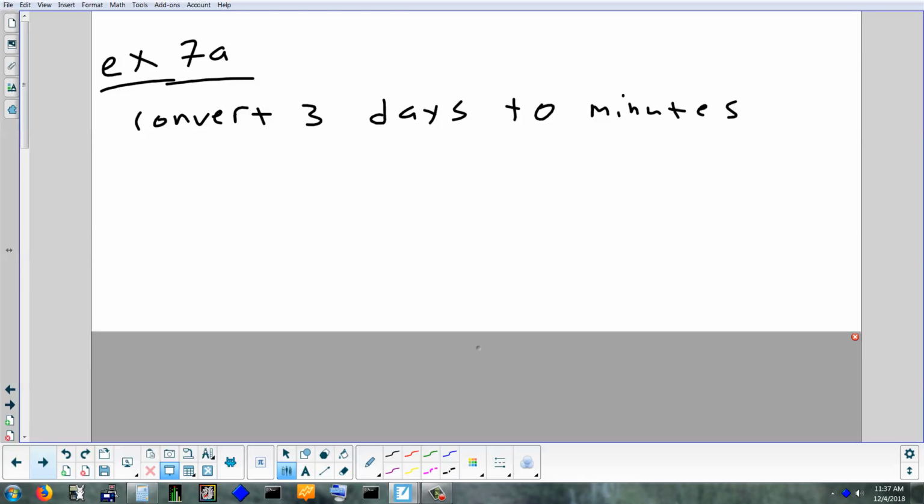Let's convert 3 days to minutes. In this case, this isn't even a rate. A rate would have distance per time, like 3 days per year or something like that. It's just 3 days.